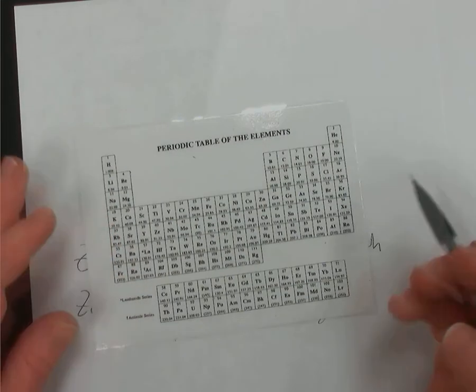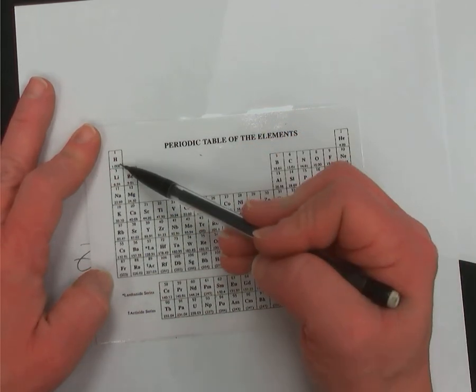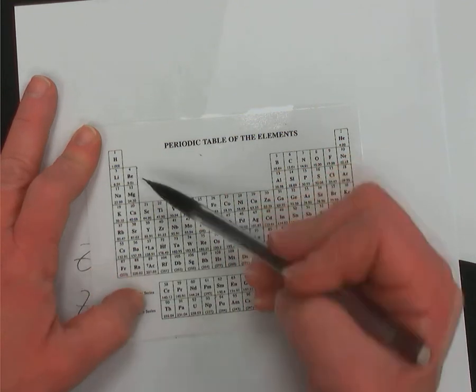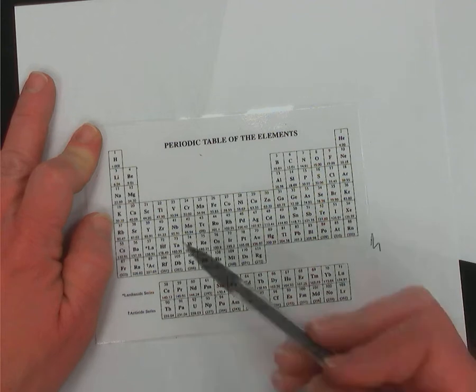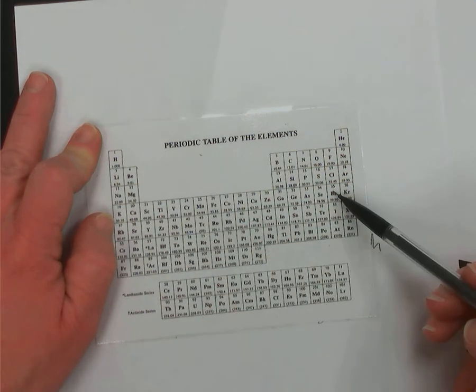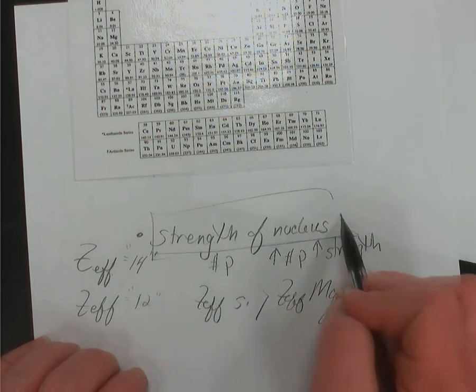Okay, so as we proceed down a column, our nuclear charge, our nuclear strength, increases. As we proceed across a period, it increases as well. Because atomic number increases, we have more protons and more protons. All right. So that's the first thing we need to look at.